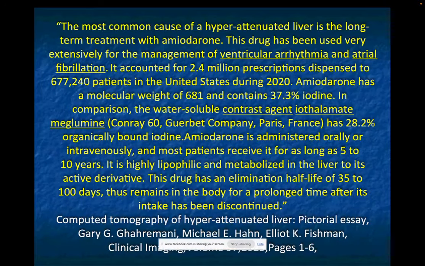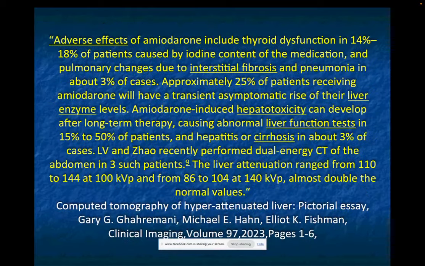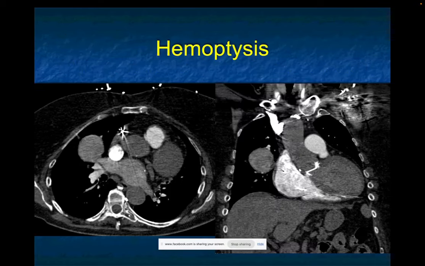In this article by Gary Garamani, talking about high density material in the lungs, amiodarone is administered orally or intravenously, often for many years. The drug has a long half-life, and so it can be very problematic. Also, remember amiodarone, thyroid issues, interstitial fibrosis, high-density lungs, and liver issues. So a wonderful example of high-density liver due to amiodarone.